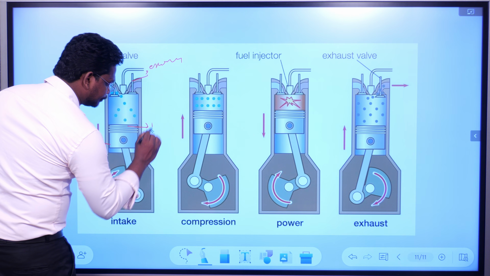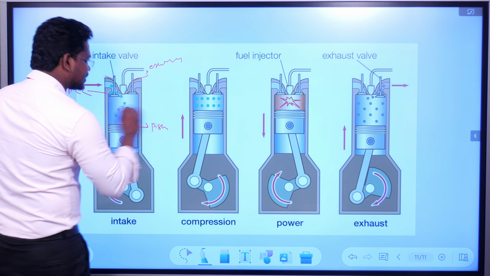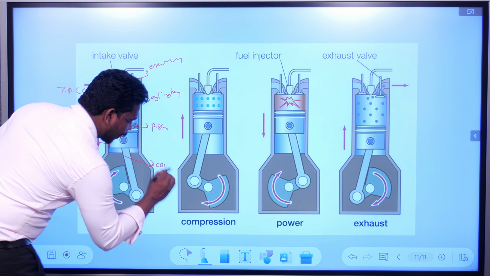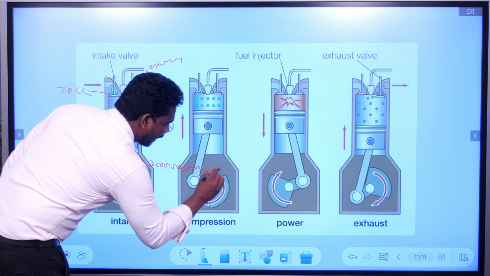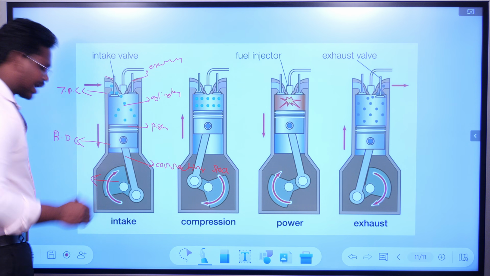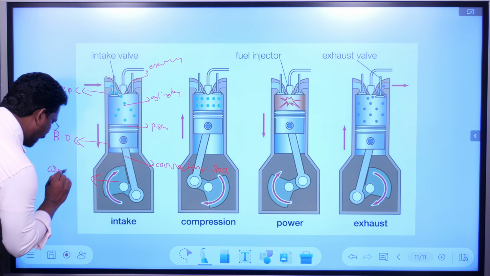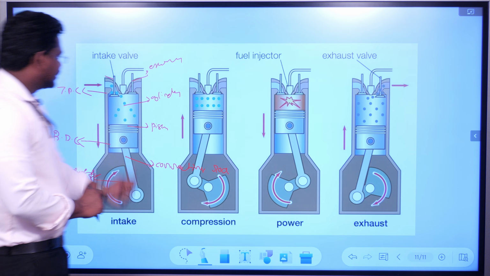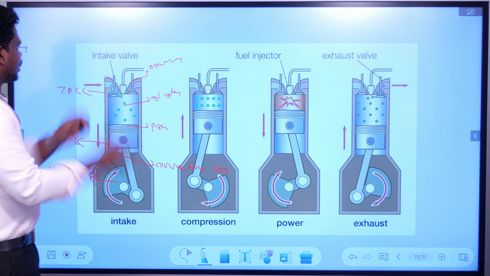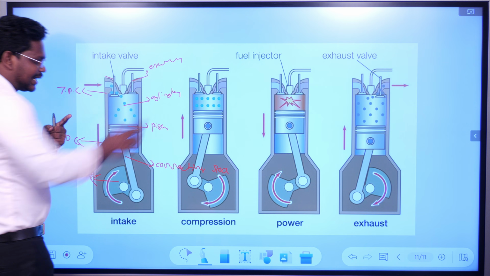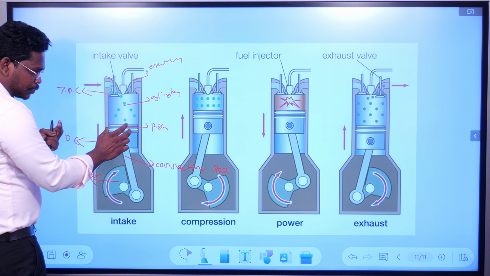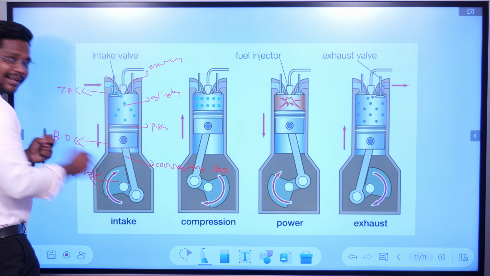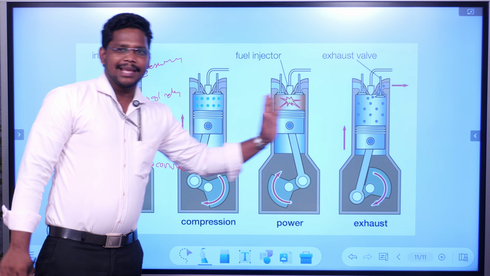This is a piston, cylinder, connecting rod, and crankshaft, rotating the crankshaft. These are the main engine parts. First, the inlet valve and exhaust valve. Next, this is the position of the cylinder, the position of the piston, the position of the connecting rod, and the position of the rotating crankshaft.